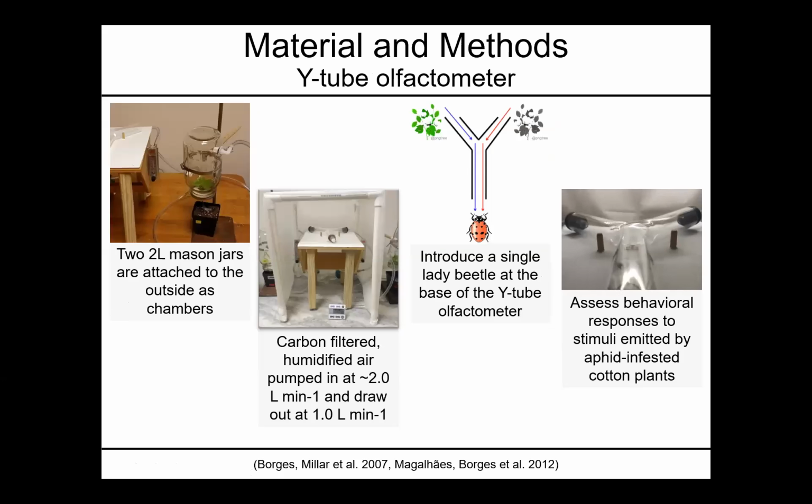For my Y-tube olfactometer, I had 2 mason jars as my chambers, where I put the plants inside. The air came from a pump, went inside these jars, and then out through the tube so it could go inside my Y-tube. I introduced a single lady beetle, of both sexes, at the base of the Y-tube, and let them acclimate there for 5 minutes before releasing them.